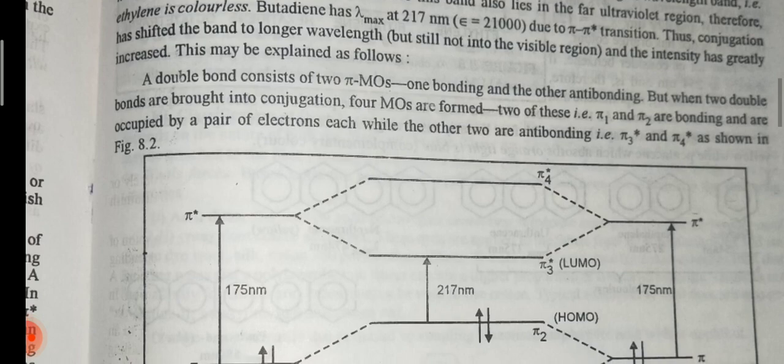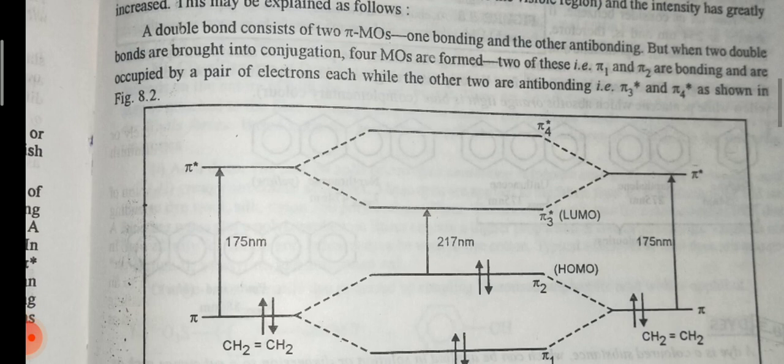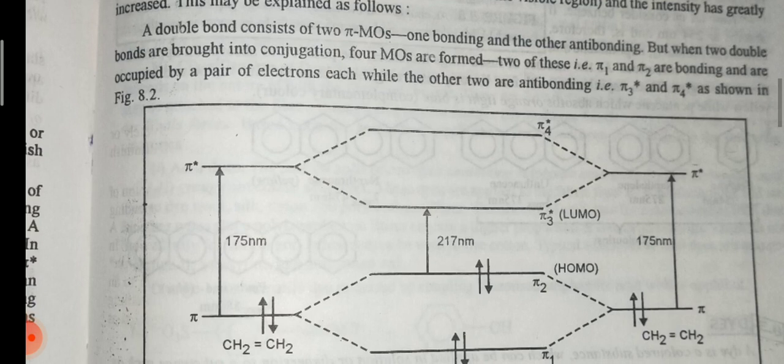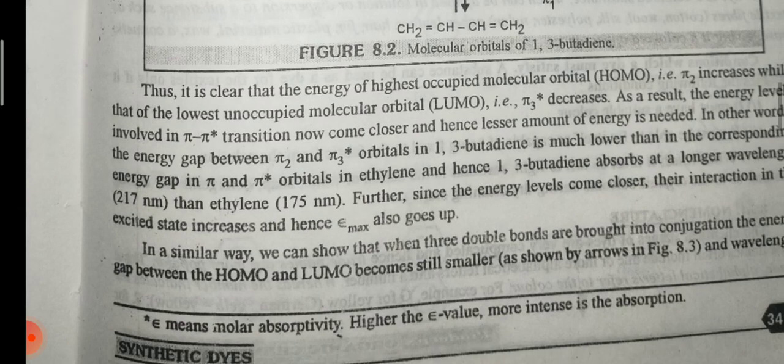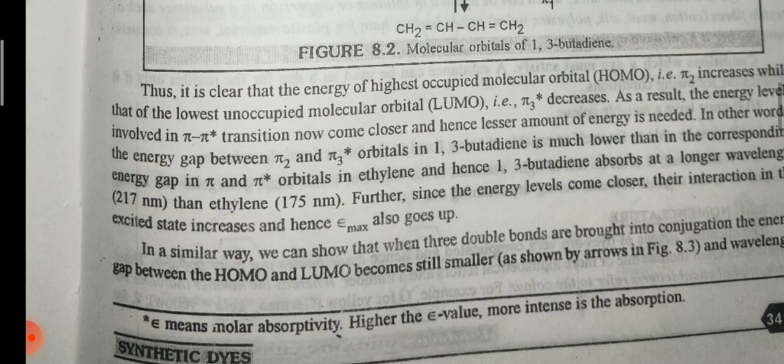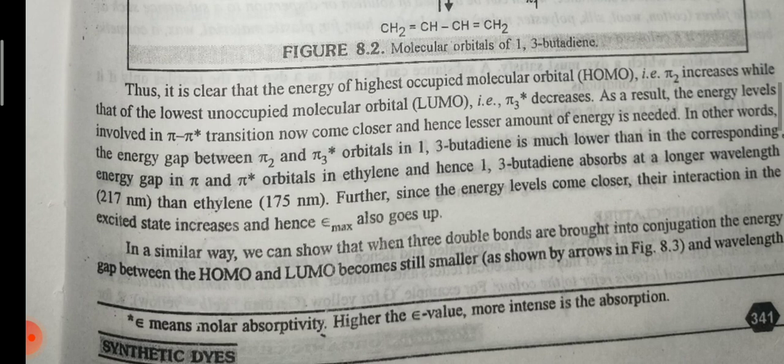A double bond consists of two pi molecular orbitals, one bonding and the other anti-bonding. But when two double bonds are brought into conjugation, four molecular orbitals are formed. Two of these, pi 1 and pi 2, are bonding and are occupied by pairs of electrons, while the other two are anti-bonding, pi 3 star and pi 4 star, as shown in the figure. Thus, it is clear that the energy of the highest occupied molecular orbital, pi 2, increases while that of the lowest unoccupied molecular orbital, LUMO, pi 3 star, decreases. As a result, the energy levels involved in pi to pi star transition now come closer and hence a lesser amount of energy is needed.